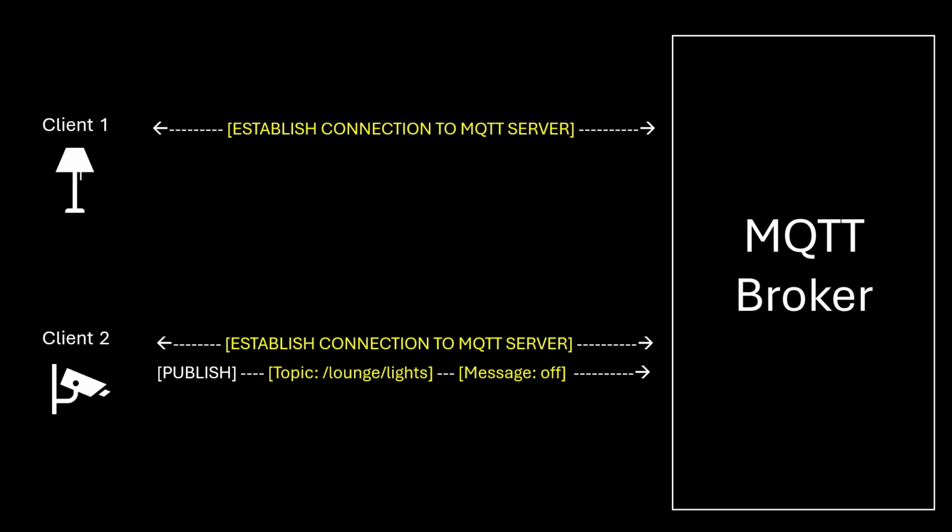In reverse, when the motion sensor detects no motion, it's going to publish to topic lounge lights with the message off. The MQTT server is then going to relay it back to client 1, which receives lounge lights message off, and as a result the light's going to turn off.